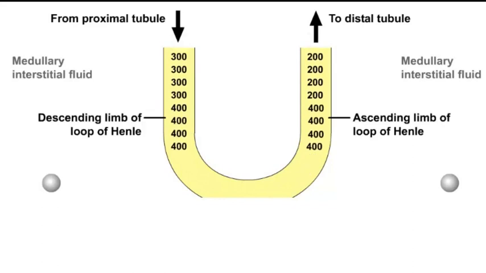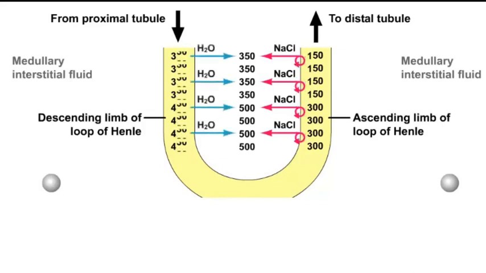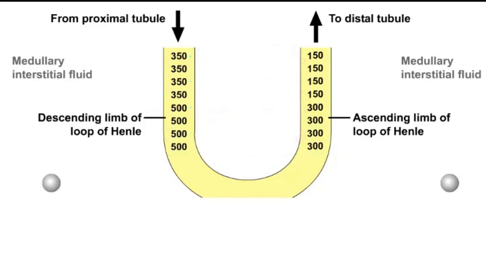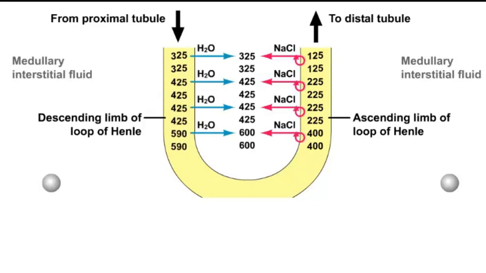Now advance the entire column of the fluid. Now the ascending pump again transports sodium chloride out while the water passively leaves the descending limb until a 200 mosm per liter difference is re-established between the ascending limb and both the interstitial fluid and the descending limb at each horizontal level. As the tubular fluid advances still further, the gradient is disrupted once again at all levels. Again, active extrusion of the sodium chloride from the ascending limb couples with the net diffusion of water out of the descending limb and reestablishes the 200 mosm per liter gradient at all levels.